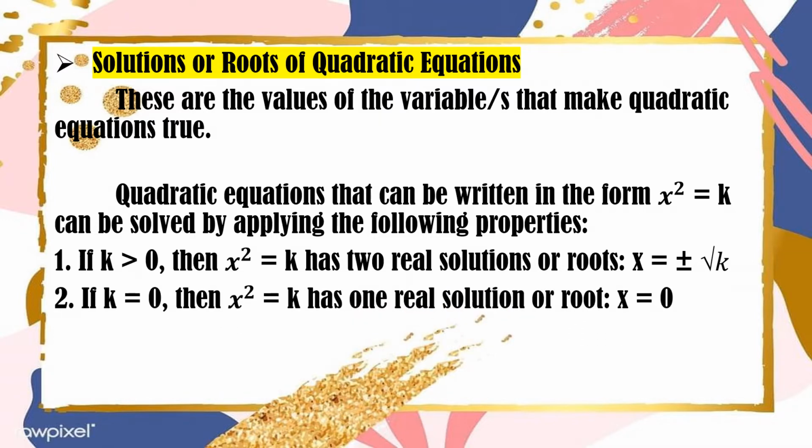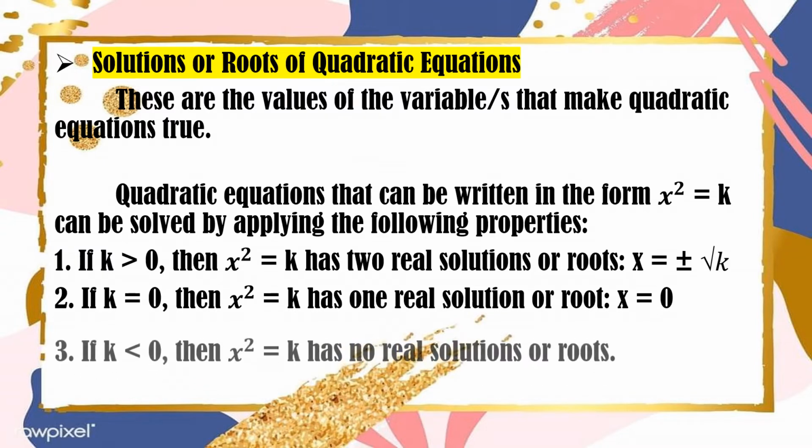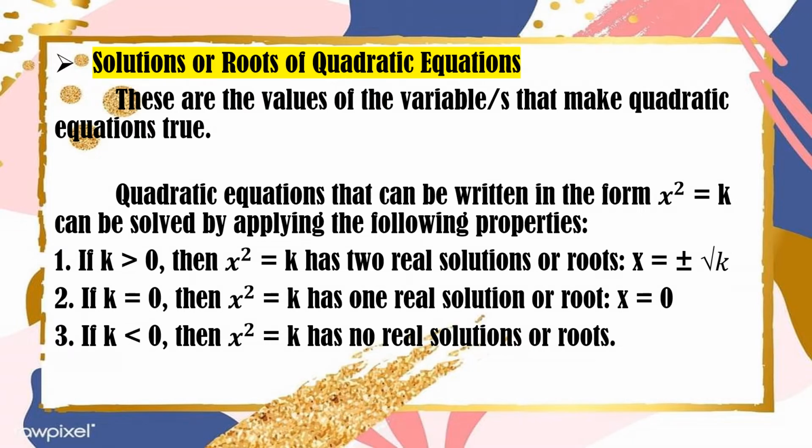Second, if k is equal to 0, then x squared equals k has one real solution or root: x equals 0. Third, if k is less than 0, then x squared equals k has no real solutions or roots.